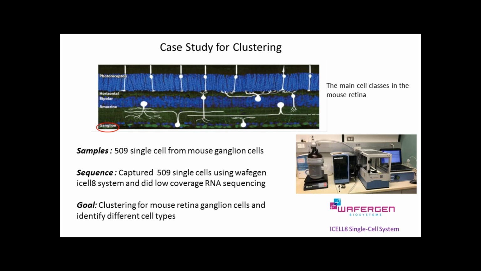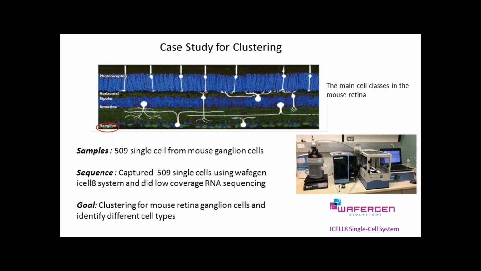This shows the different cell classes in mouse retinas. It contains photoreceptor, horizontal cells, bipolar cells, Müller cells, and ganglion cells. Ganglion cells make up only 1% of retinal cells, so it's very difficult to isolate this kind of cell.